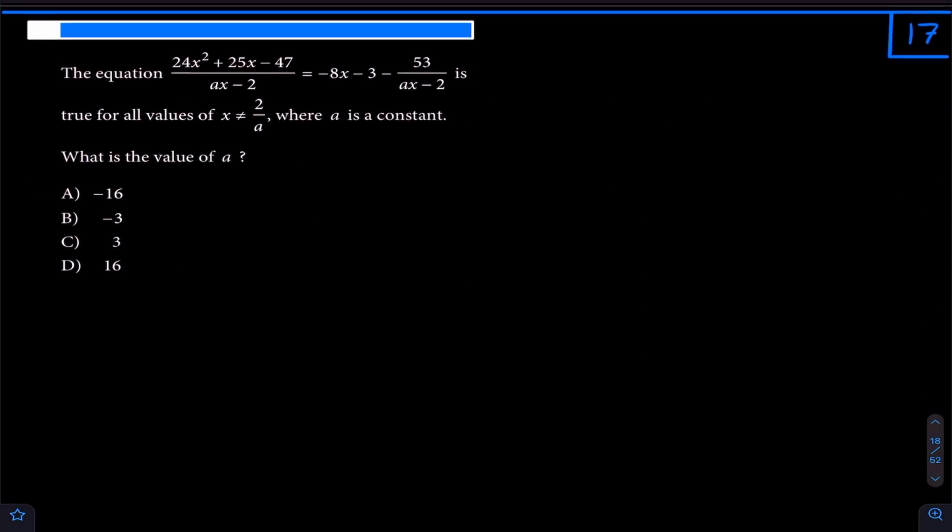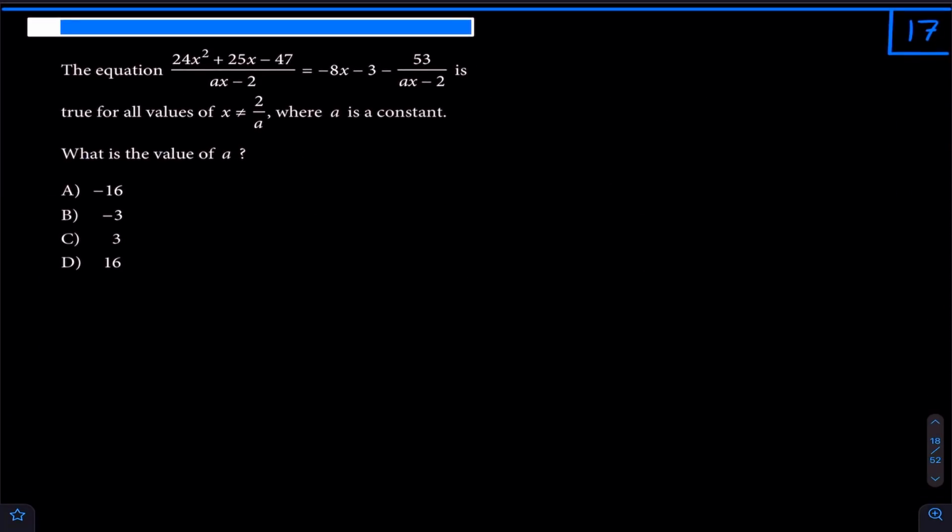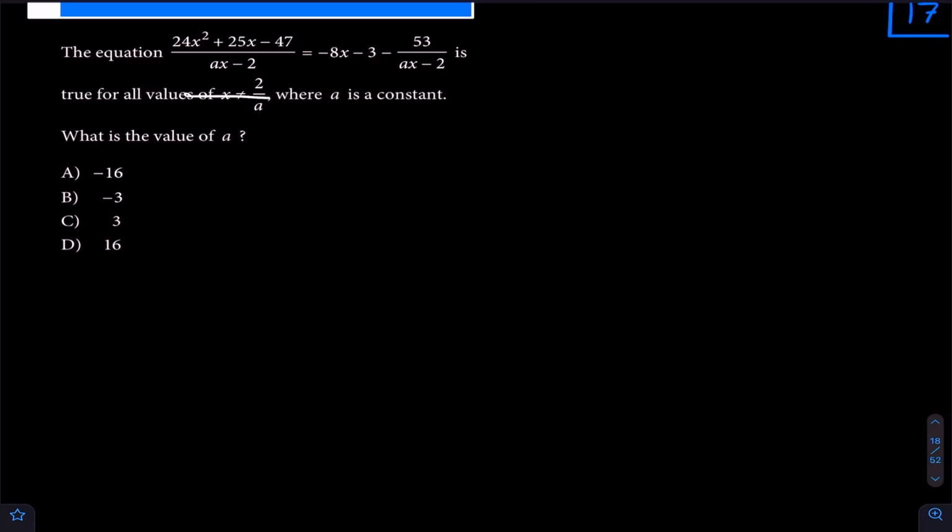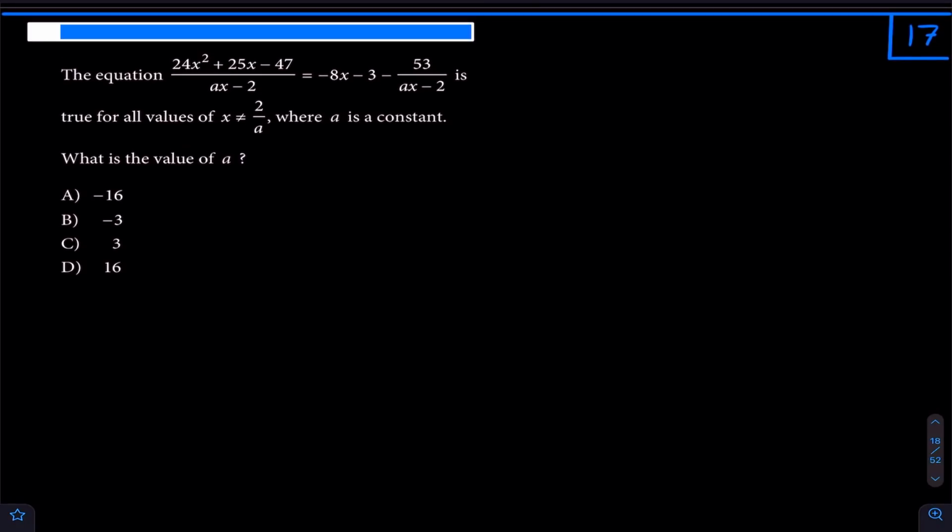So moving on to problem 17. This problem looks really gross, but really it's not as bad as you might think. It says the equation blank, I'm just going to say blank, is true for all values of x not equal to 2 over a. Again, why is it giving us this? It's because if you plugged in that x was 2 over a here, you would get a 0 in the denominator. So it's saying it's true for all of those values of x, where a is a constant. What is the value of a?